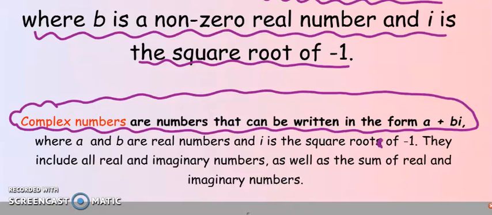Square root of -1. So they include all real and imaginary numbers, as well as the sum of real and imaginary numbers. So we can be adding them, we could be subtracting them. This could be a -4 plus 2i, or something like that. So it could have negatives, it could be positives, it could be a subtraction sign right here. So it's going to cover all that, encompass all of that. All right, so let's keep moving forward.